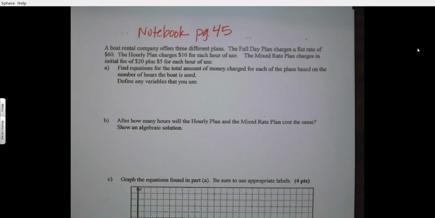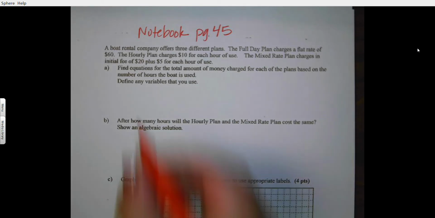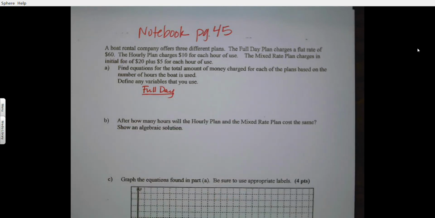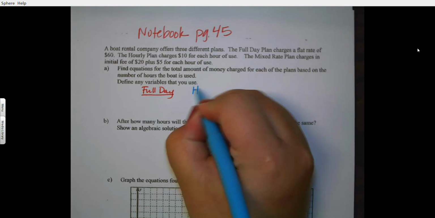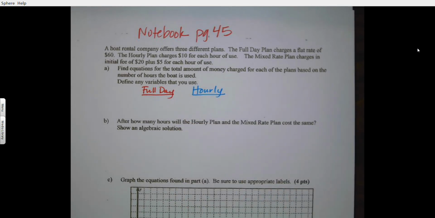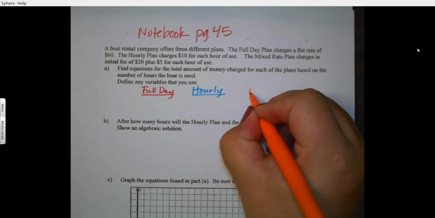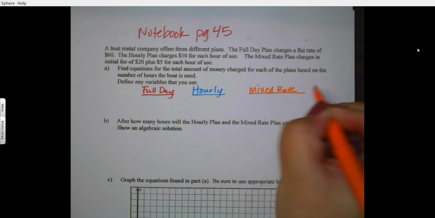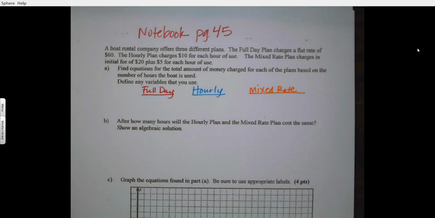The full day plan charges a flat rate of $60. The hourly plan charges $10 for each hour of use. And the mixed rate plan charges an initial fee of $20 plus $5 for each hour of use.